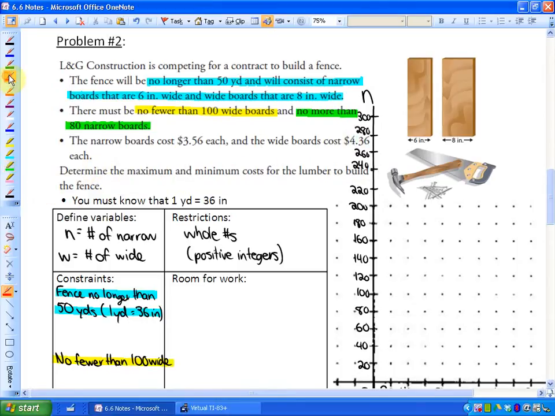So we want to find out, this is our objective. Maybe I'll just circle it. This is our objective. They want to find out what's the most expensive our fence could be, and what's the least expensive our fence could be.